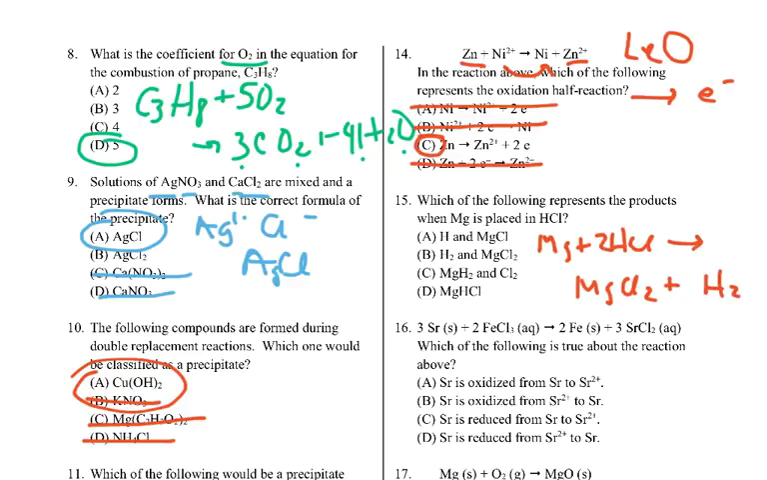So which of the following represents the products? We're looking for MgCl2 and H2. MgCl2, there it is. Okay, so that's answer B.